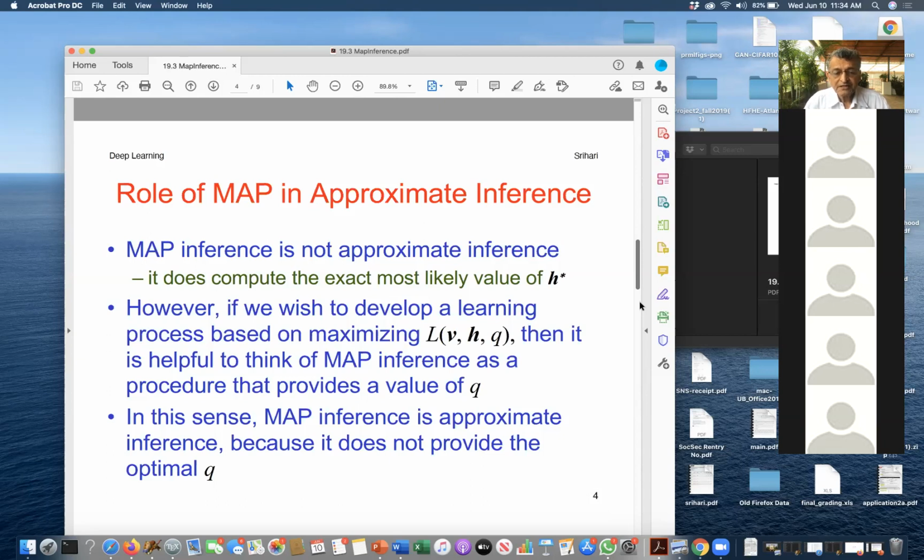However, if you wish to develop a learning process based on maximizing L(V, H, Q), remember we are interested in computing this thing called the lower bound, ELBO, evidence lower bound. Then it's helpful to think of MAP inference as a procedure that provides a value of Q. So we're saying, give me a value of Q that corresponds to it. In this sense, MAP inference is approximate inference. It does not provide the optimal Q, but it just gives you a value of Q.